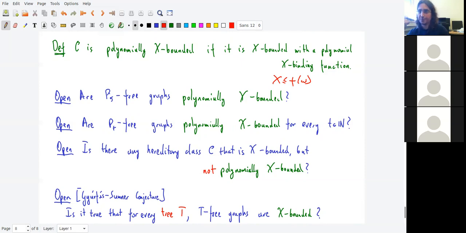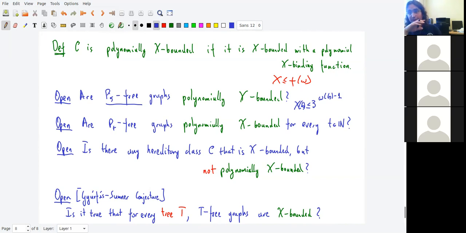So in circular arc graphs, in claw-free graphs, and in rectangle intersection graphs, this function was always polynomial, but in PT3 graphs, not necessarily. In particular, it is currently open, and this is a big open problem, whether P5-free graphs are polynomially chi-bounded. Our proof that we have just seen gives you a bound of 3 to the omega minus 1. But whether you can improve this to a polynomial bound in omega is a big open problem. In particular, this would imply the Erdős-Hajnal conjecture for P5-free graphs, whatever it is.